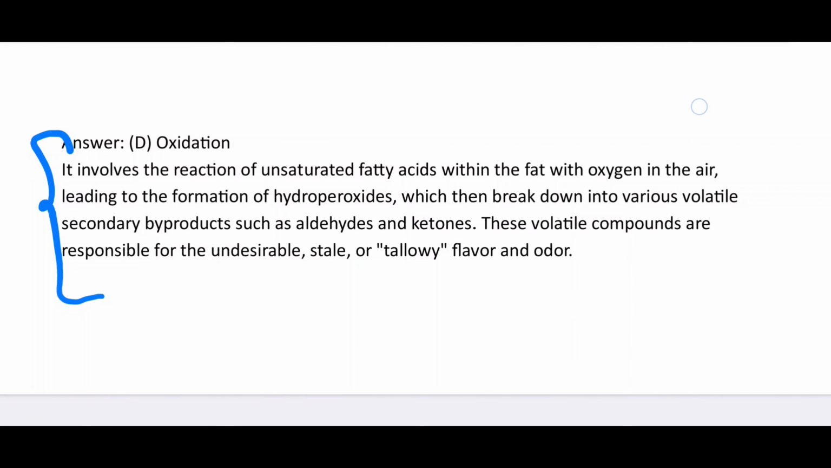So fat reacts with oxygen in the air, leading to the formation of hydroperoxides, which then break down into various other volatile secondary byproducts such as aldehydes and ketones. So these volatile compounds are responsible for the undesirable stale or tallowy flavor and odor in fats.